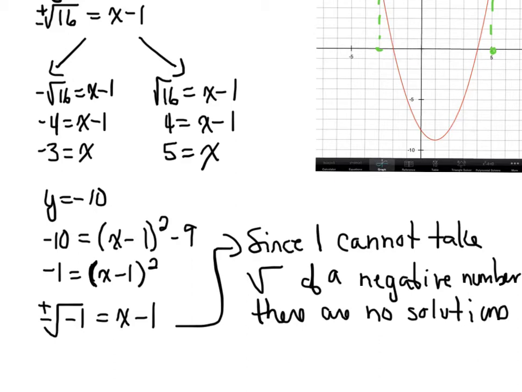And that makes sense when we look at the graph. We would expect there's no solutions because negative 10 is down here. It's not going to touch the graph. If I draw a horizontal line across here, it does not touch the graph anywhere. So there are no solutions.